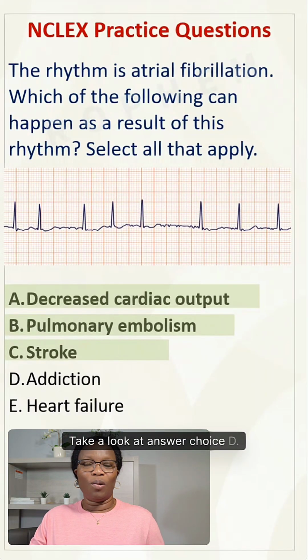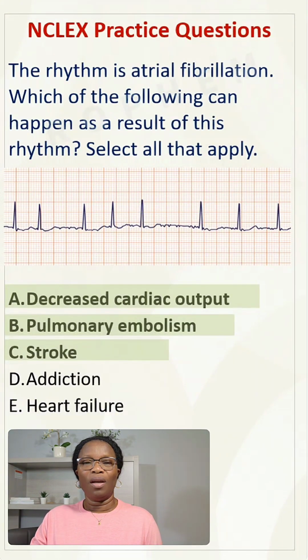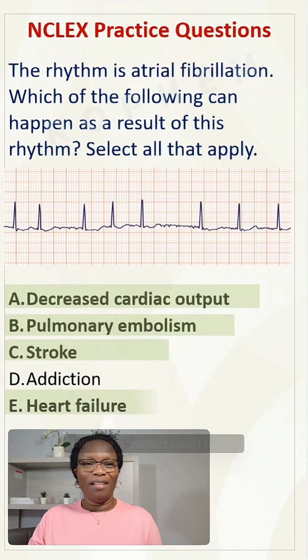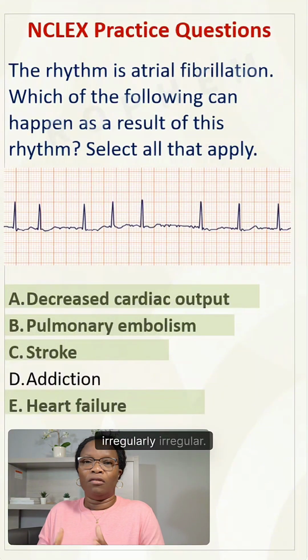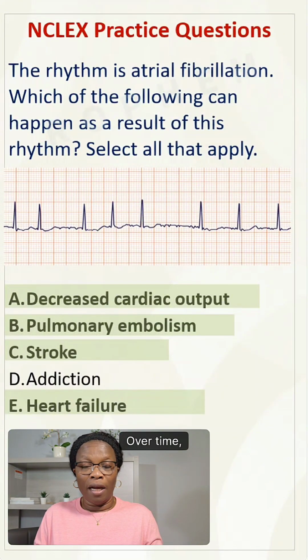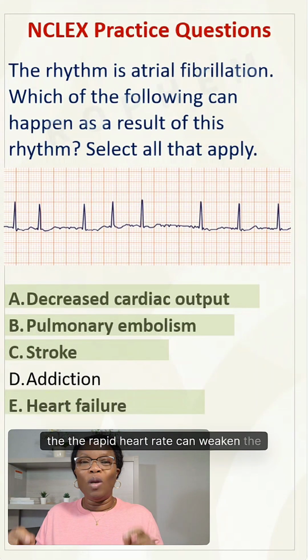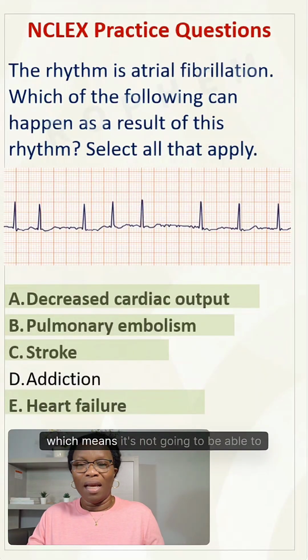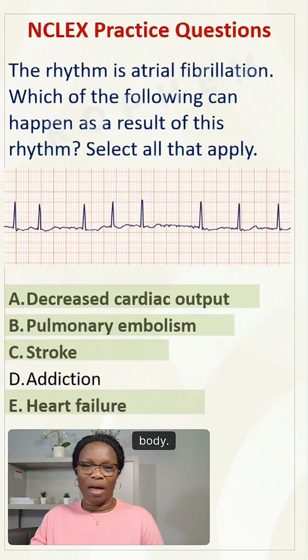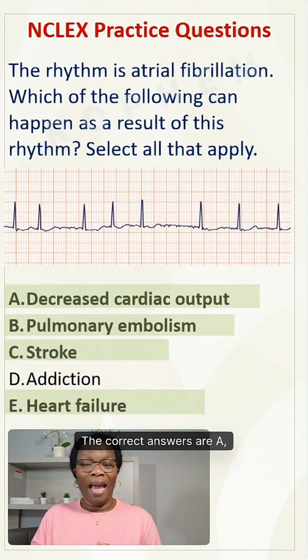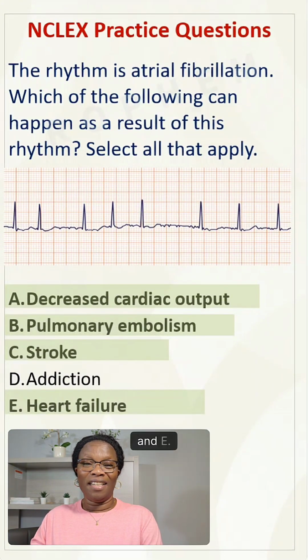Take a look at answer choice D, addiction. There is no evidence that atrial fibrillation can lead to addiction. In answer choice E, this one is correct, heart failure, because the rhythm in atrial fibrillation is very fast and irregularly irregular. Over time, the rapid heart rate can weaken the heart muscle, which means it's not going to be able to pump enough blood to the rest of the body. The correct answers are A, B, C, and E.